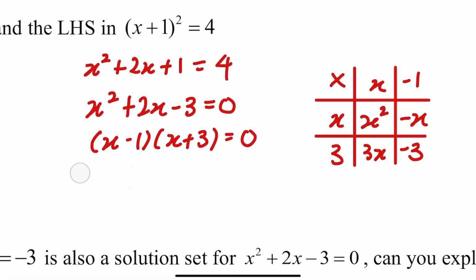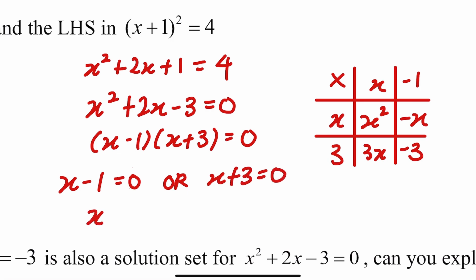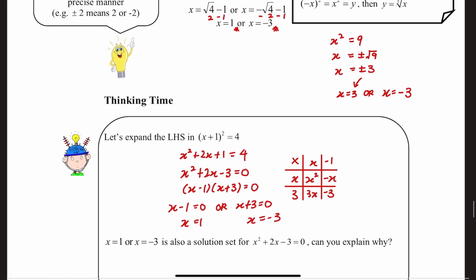Oh no, I don't make shortcut first. X minus 1 is equal to 0, or x plus 3 is equal to 0. Therefore, x equals to 1 or x equals to negative 3. Okay, and so you can see there are different ways to solve this.